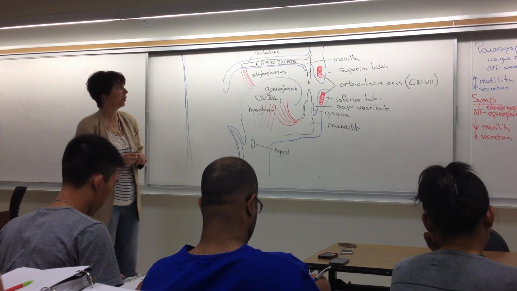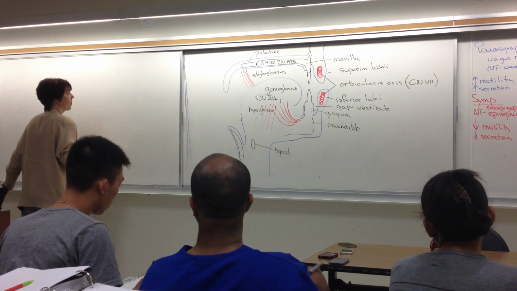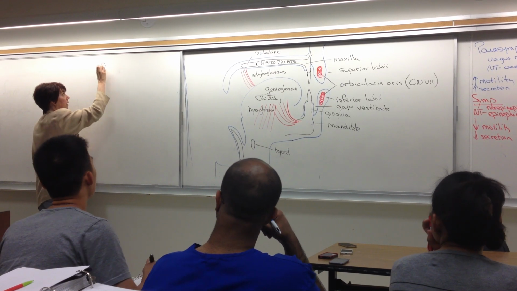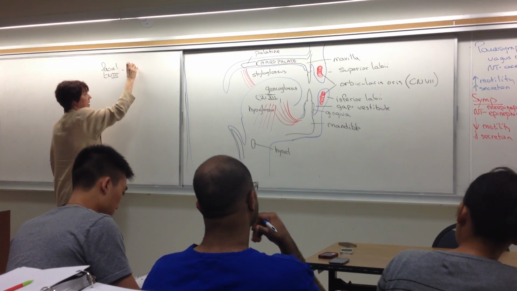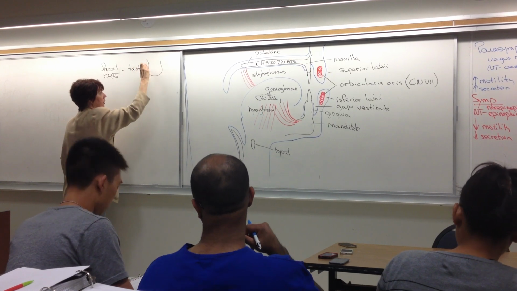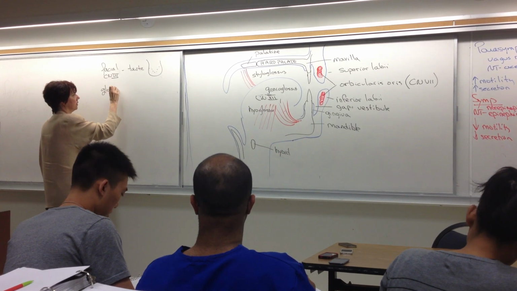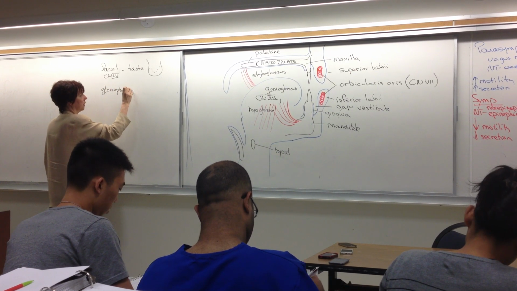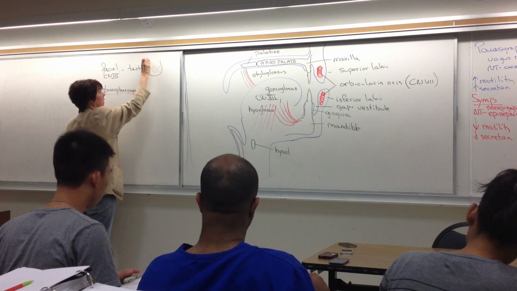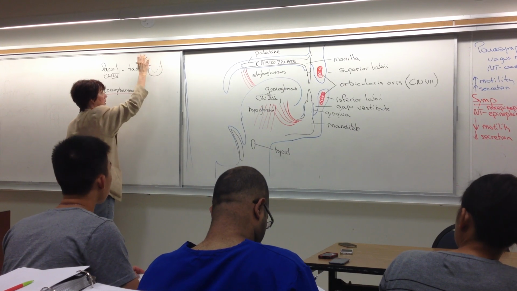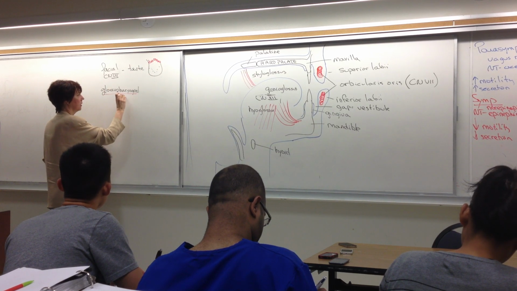We have 2 other nerves here, functional nerves. What is the cranial nerve that does taste sensation? So facial nerve is going to do taste for the anterior 2/3 of the tongue, and glossopharyngeal is going to do taste for the posterior third, the bitter taste.